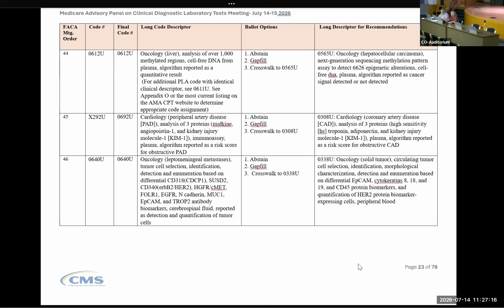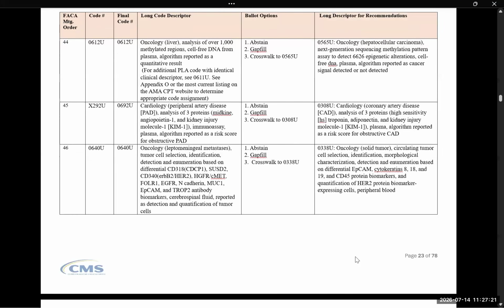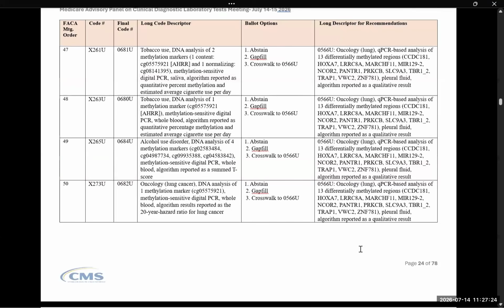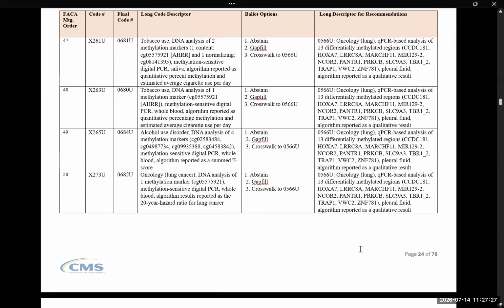Thank you. All right, so next up, we have a series of similar services. I'm just going to read off all of the codes together, and then I think Dr. John can discuss them all together. So we have X261U, which is now known as 0681U, X263U, which is now 0680U, X265U, which is now 0684U, X273U, which is now 0682U. And that's what we have on the screen right now.